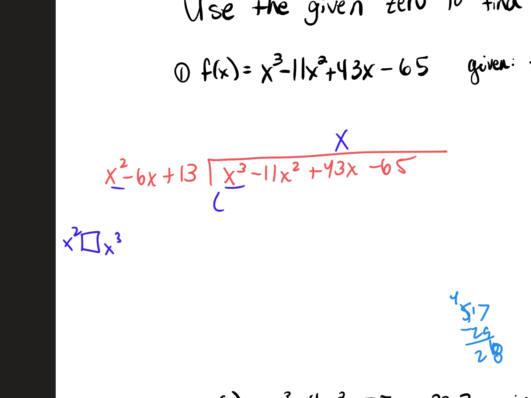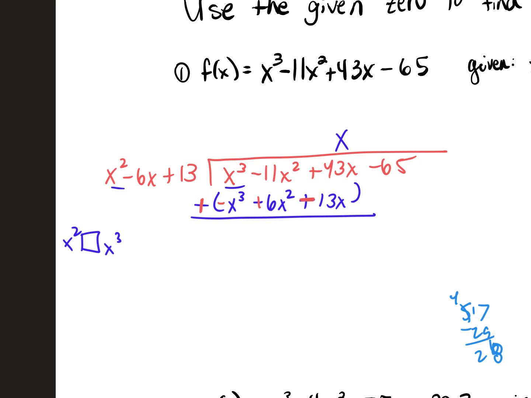So let me put it right here. Go ahead and get our subtraction set up. So x times x squared is x cubed. x times negative 6x is negative 6x squared, and x times 13 is plus 13x. Before we go ahead and subtract, we're going to distribute, so change.